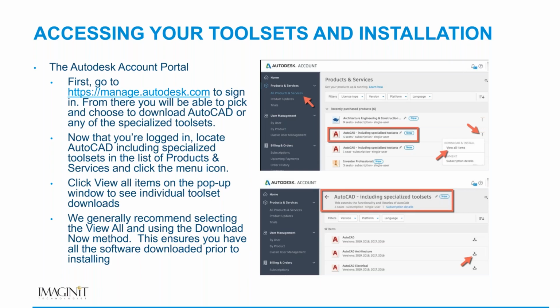Now, if you plan to use AutoCAD and one of the verticals, we call these verticals, anything that's not specifically AutoCAD. So Plant 3D is a separate vertical product from MEP. If you want to use both, you need to install both.